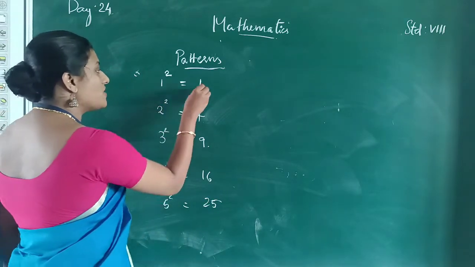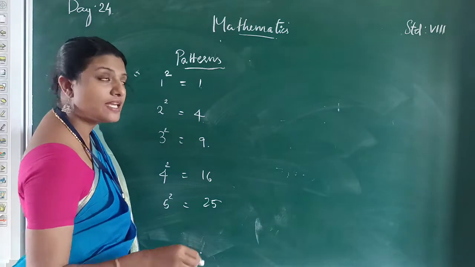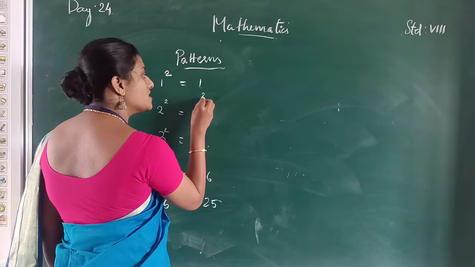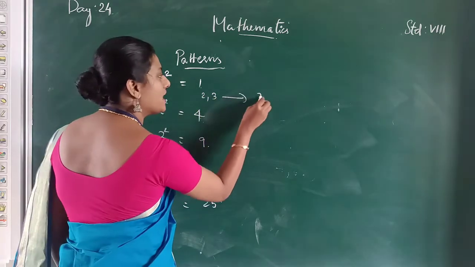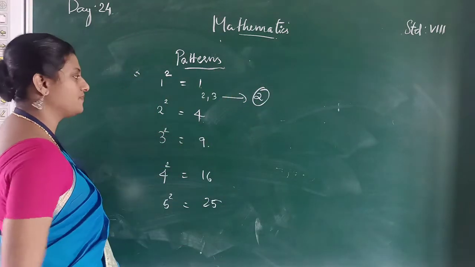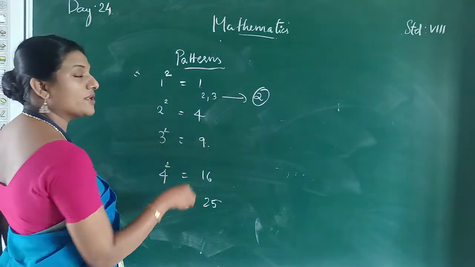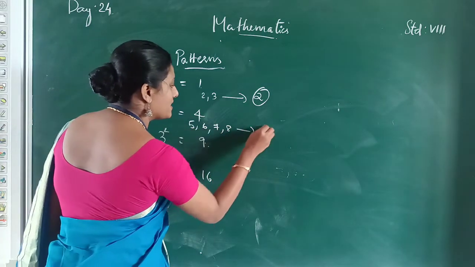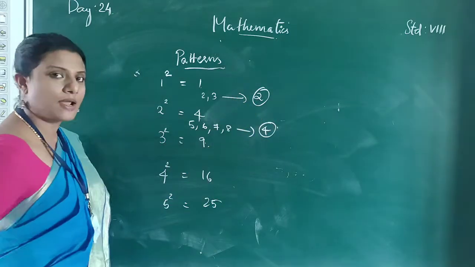Next, between 1 and 4, how many numbers are there? 1 and 4 are perfect squares. And between 1 and 4, how many numbers? 2 and 3. Total 2 numbers. Next, 4 and 9, how many numbers are there? 5, 6, 7, 8. Total 4 numbers.